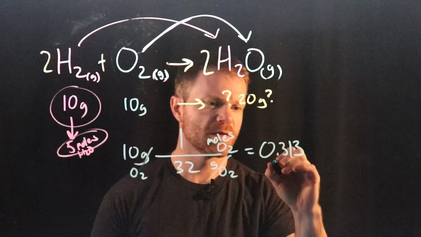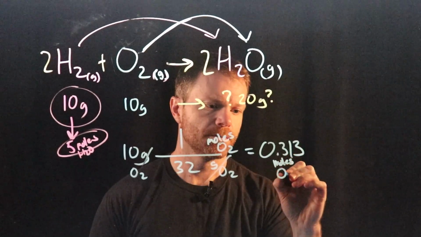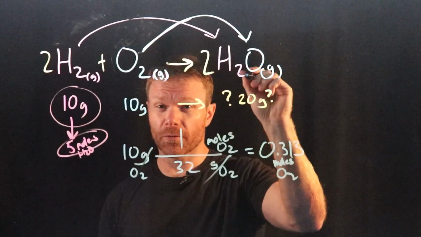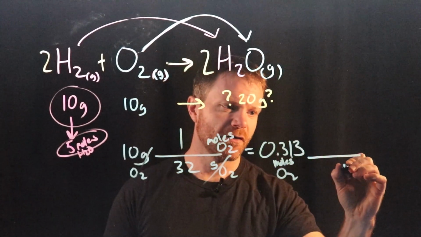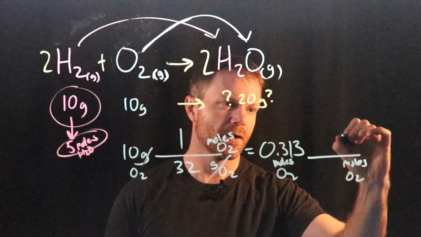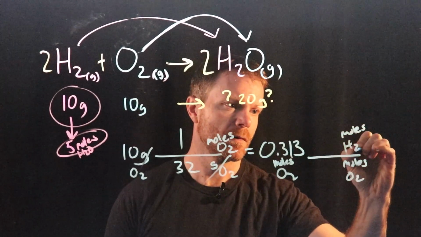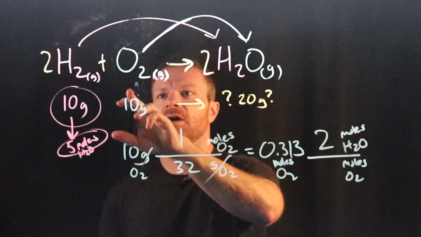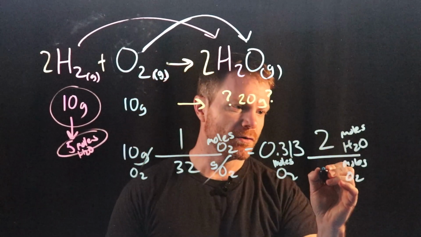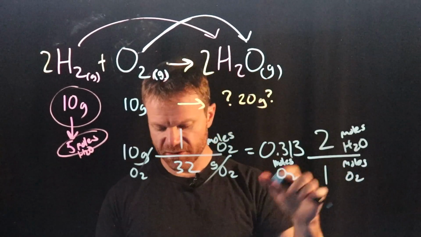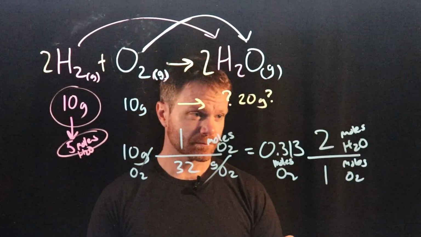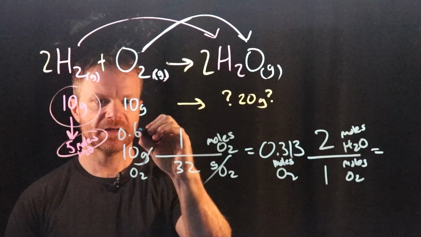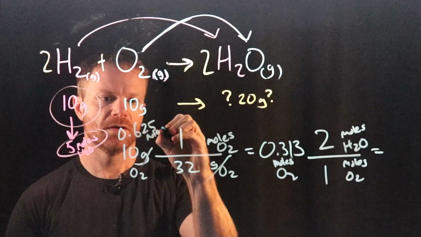Grams of O2 cancel with grams of O2, moles of O2. Now we're not actually done because we want to figure out how much water we're going to make, not O2. So we've got to get rid of moles of O2. We want to go to moles of H2O. And we know that for every 2 waters, we're going to require 1 O2. So that's a 2 to 1 ratio. So we're basically just going to multiply this number by 2 to get 0.625 moles of water.